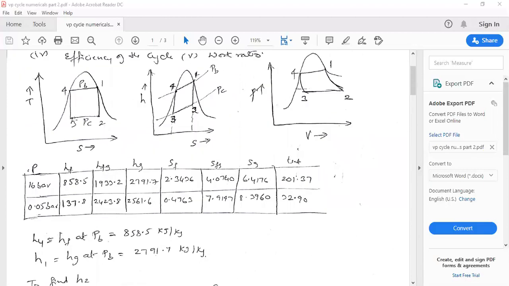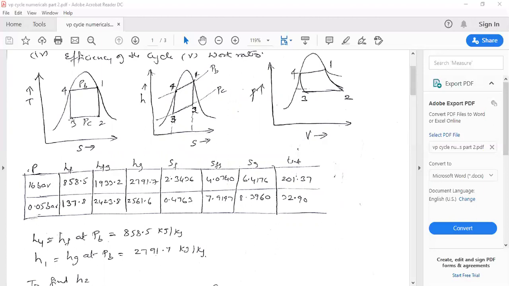Next thing you need to find out is H3. Again, it is not possible to get the H3 value directly because it is again in the wet region. But we can get the value of H4 because it is on the saturated liquid line. So what is H4? On the boiler pressure line, saturated liquid. So go to boiler pressure, saturated liquid, and the enthalpy of the saturated liquid, that is HF, is nothing but 858.5.